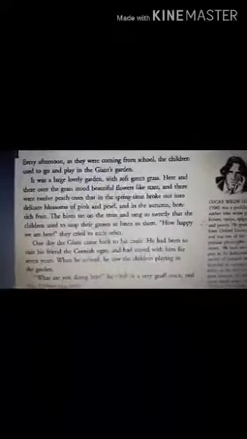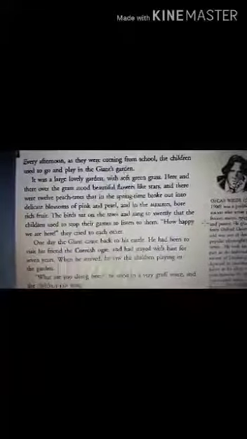Now, here I would like to explain this story in brief, and you all have to read this story twice and pick out the difficult words from this story, and you have to learn the vocabulary also. So I'm going to start the story.